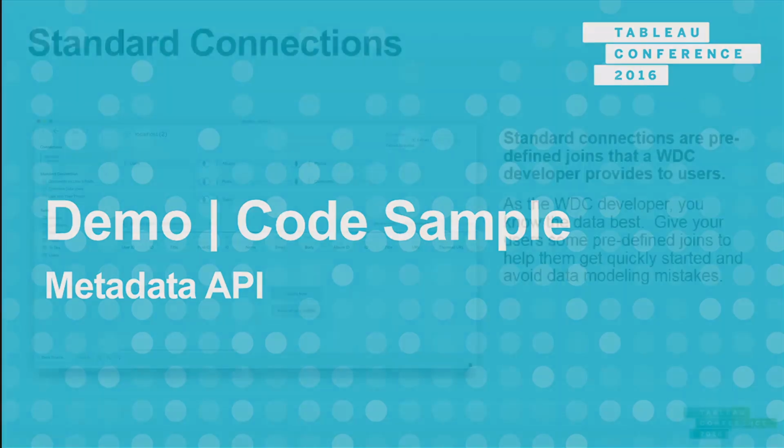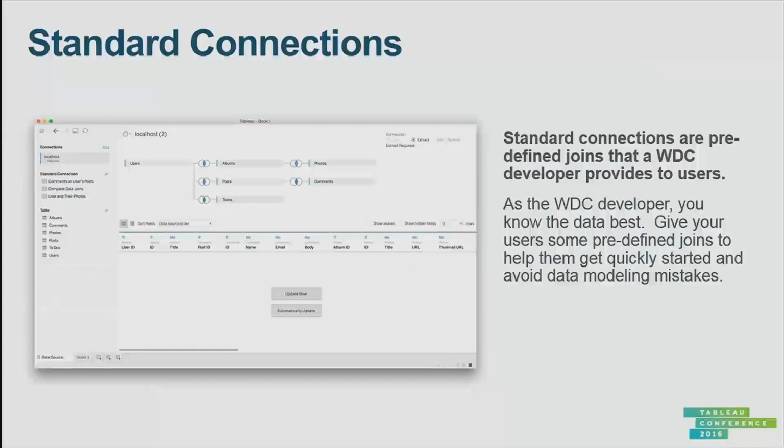So this is a new feature we just added in Tableau 10.1 called standard connections. And what this allows you to do is in your schema file, you can actually create these predefined joins. So this is going to save your users a ton of time, and it's going to ensure that they get the right data model in Tableau. Saves them from a lot of basic data modeling mistakes.